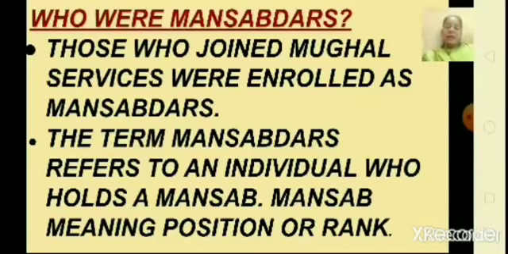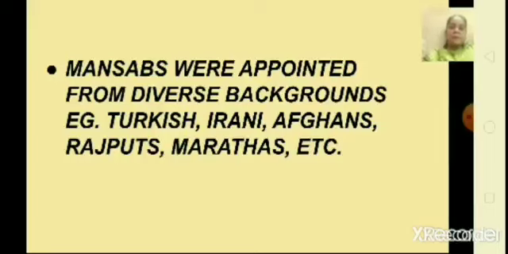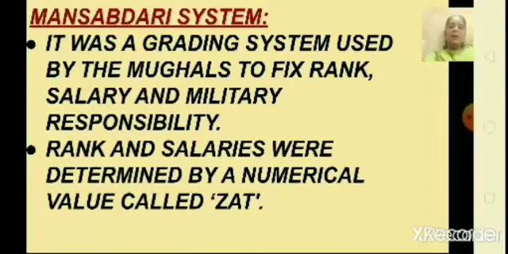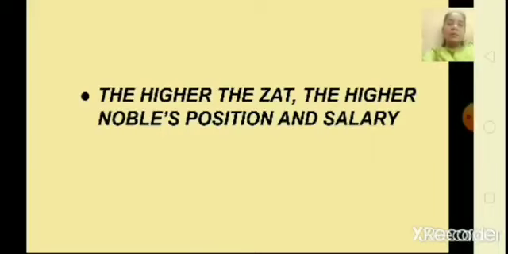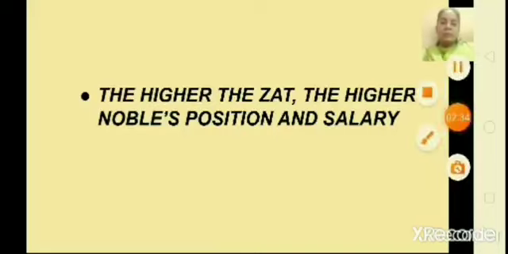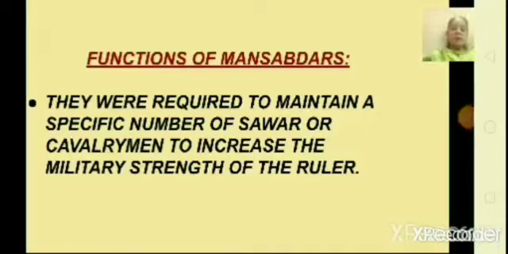So it was a grading system, used by the Mughals to fix rank, salary and military responsibilities. Rank and salary were determined by a numerical value called Zat. The higher the Zat, the more prestigious was the noble's position and salary. The Mansabdar's military responsibilities required him to maintain a specified number of sawars, or cavalrymen. Why were they required to maintain a specific number of sawars? In order to increase the military strength of the ruler.